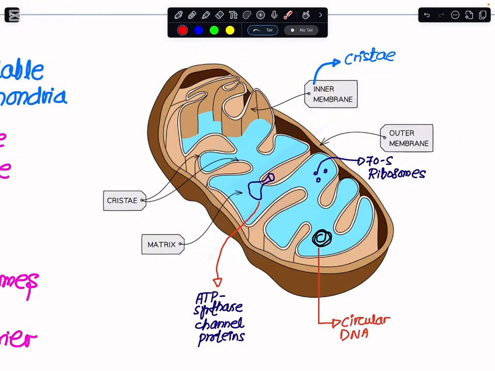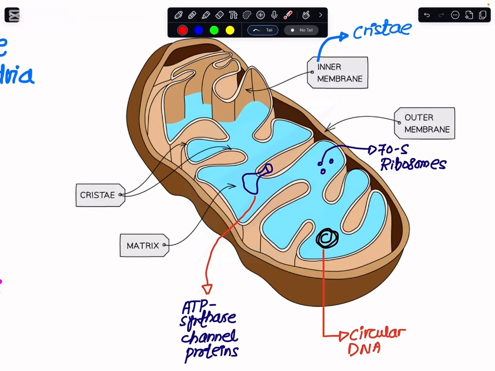Okay, within the matrix we also have the circular DNA of the mitochondria, and then we also have these 70S ribosomes. This means that since the mitochondria has its own circular DNA, it allows the mitochondria to replicate on its own without relying on the nucleus. And since it also has the 70S ribosomes, the mitochondria is in a position to make its own proteins.